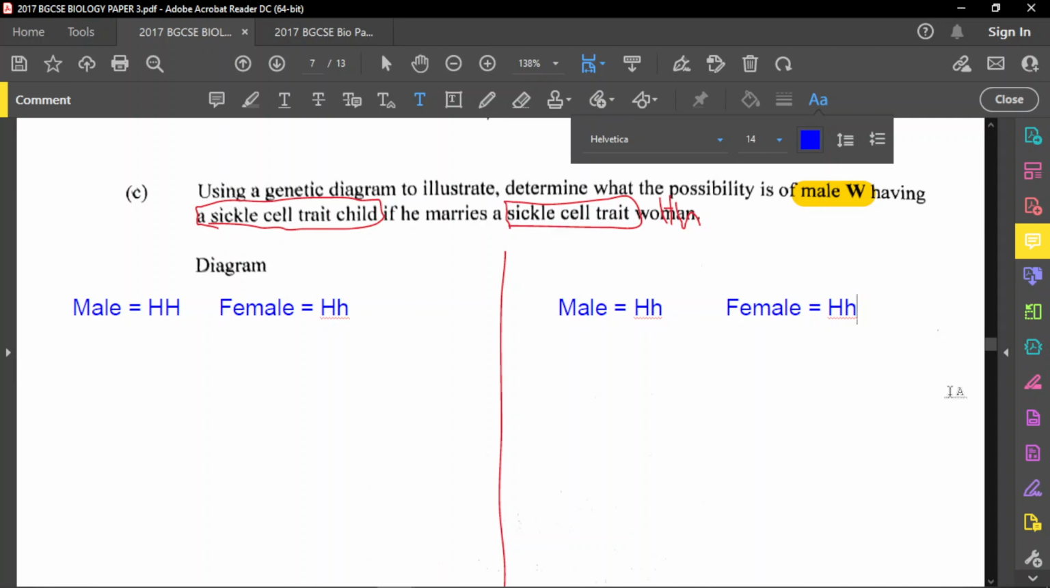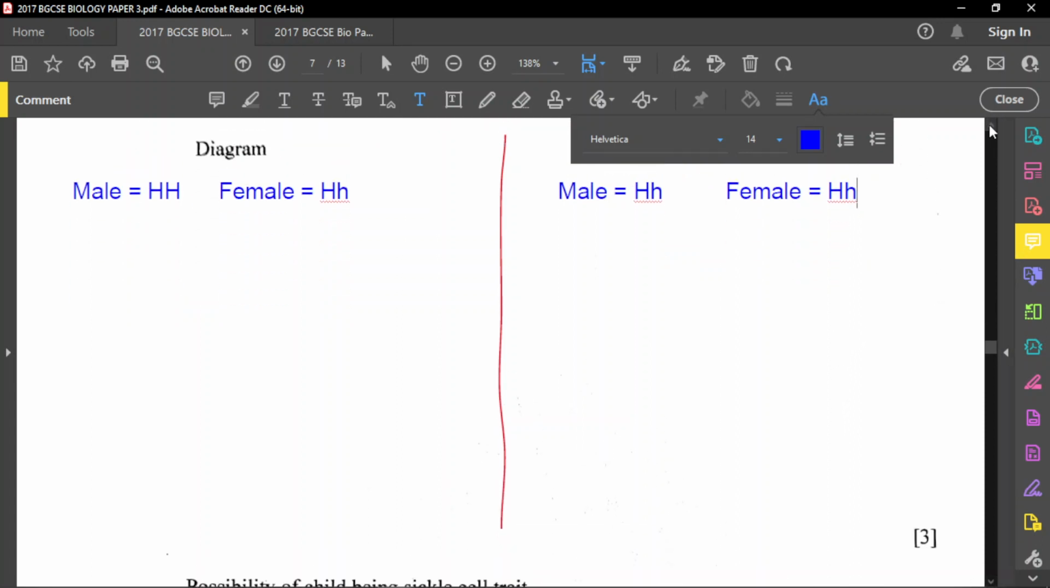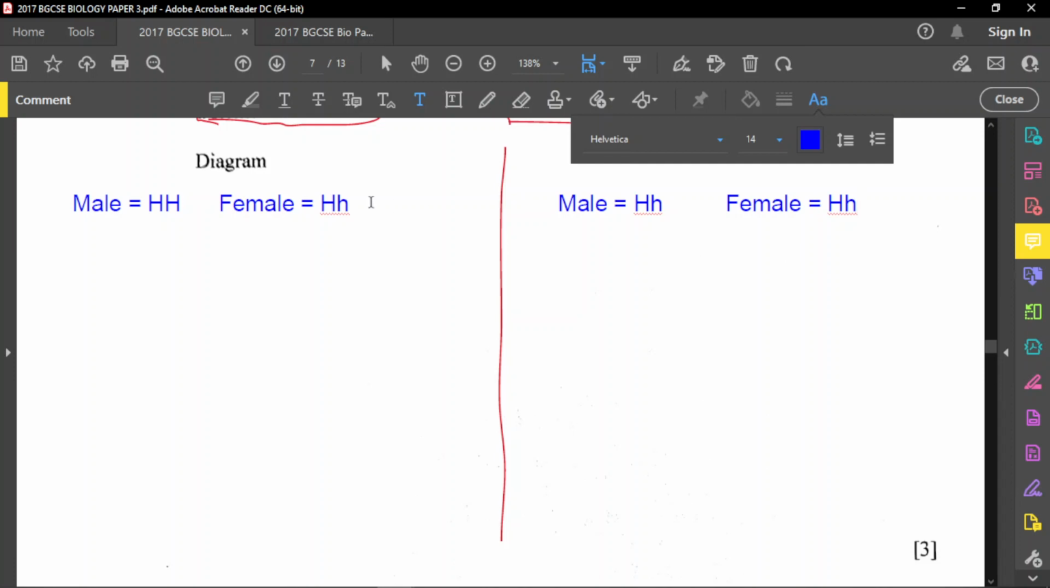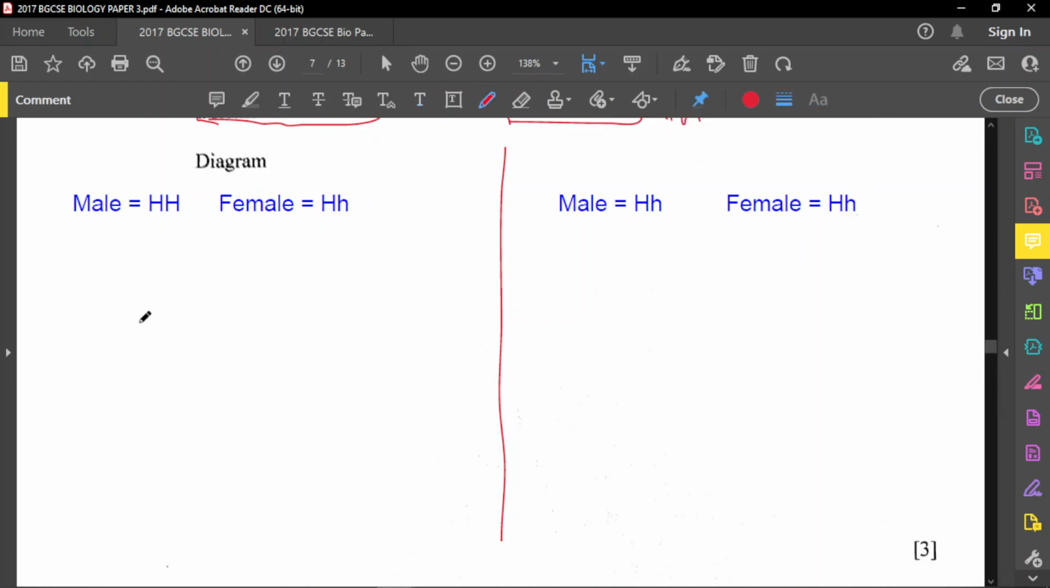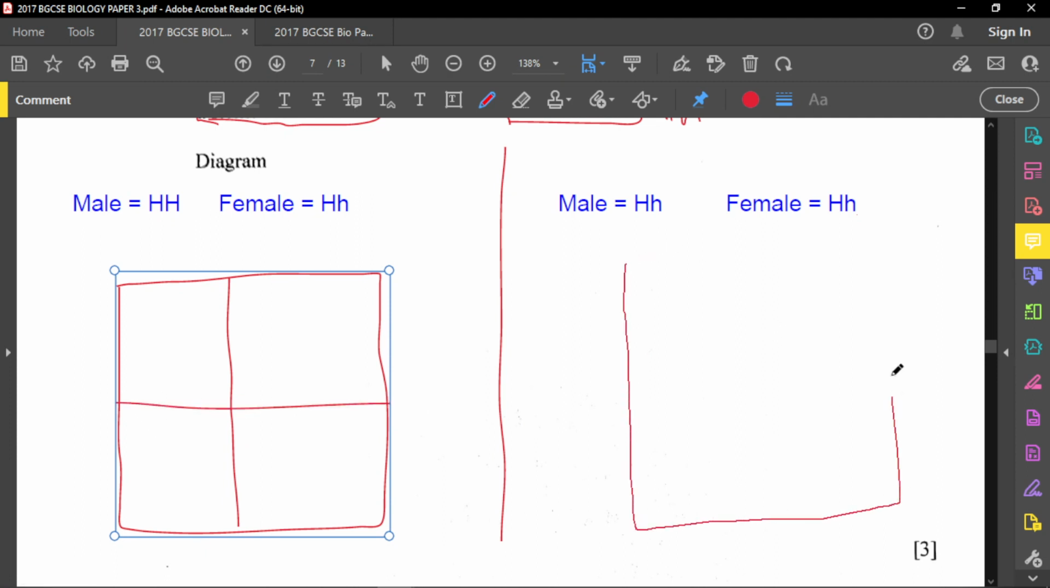So let's get into drawing a Punnett square. By now you should be good with this, because you can guide yourself from here to draw your Punnett square. It will look something like this. Let's draw another Punnett square on this side. I'm just going to do them side by side. That's a Punnett square, fast, nice, and easy.